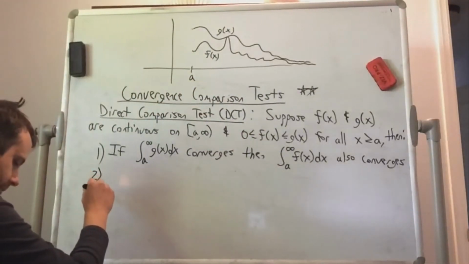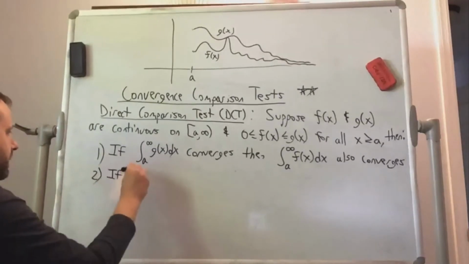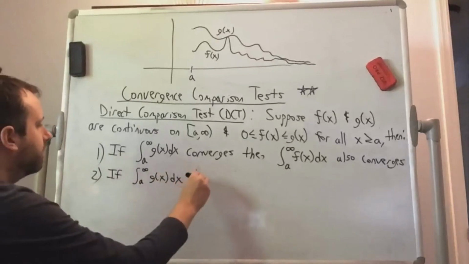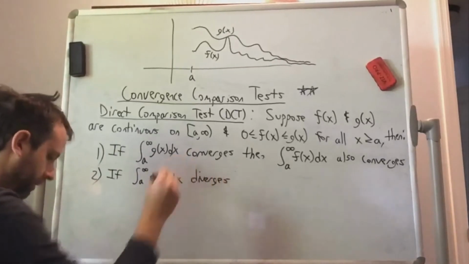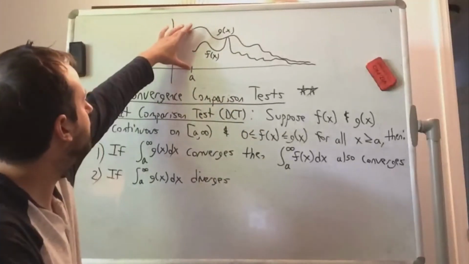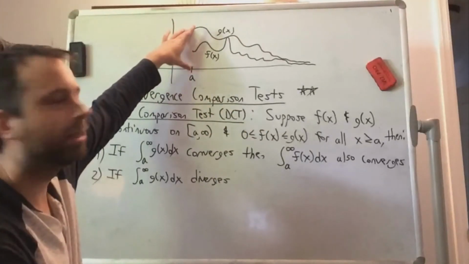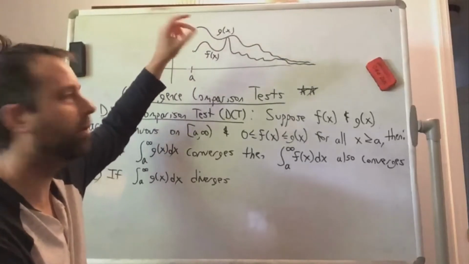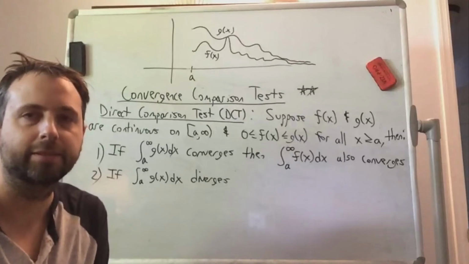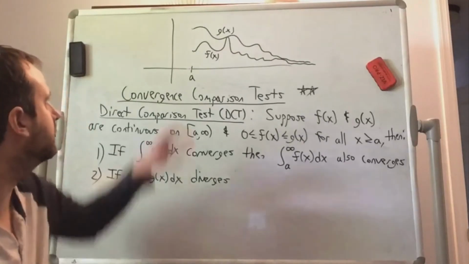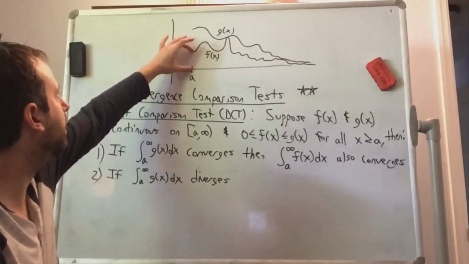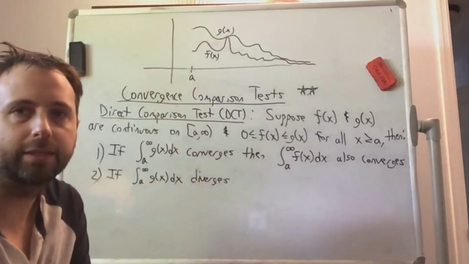Second thing, if the integral from a to infinity of g of x dx diverges, right? So that says the area under the curve of g of x is infinite. What do we know, if anything, about the area under f of x? That's for you guys. So infinite area under g of x. What do we know about the area under f of x, if anything?